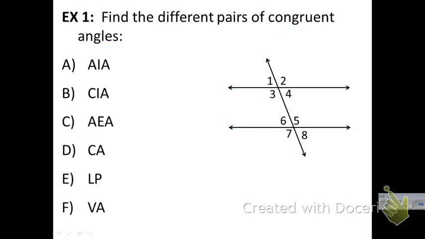So for our interior we would say that 3 and 5 are congruent because our lines are parallel. I didn't tell you that, but they are. Then we have one more pair of alternate interior, and that would be our 4 and our 6. So angle 4 is congruent to angle 6.